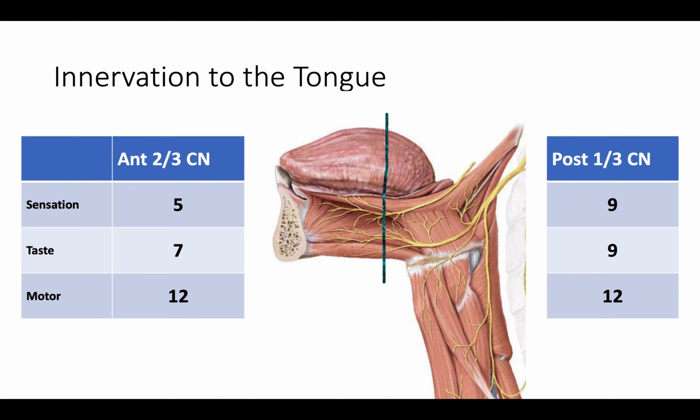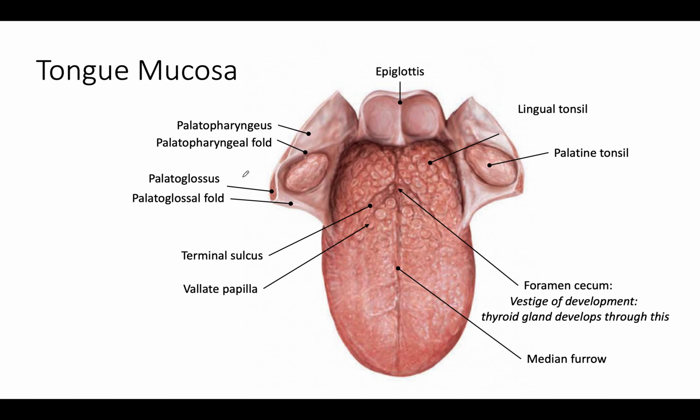So here's just a look at the innervation to the tongue, just an easier way of looking at it. So our anterior 2/3 of the tongue is going to be, our sensation is going to be 5, taste is 7, and motor is cranial nerve 12. So 5 + 7 = 12. And then our posterior 1/3 is even easier. It's just 9, 9, 12. So motor, remember, is always 12. And then sensation and taste are slightly different.